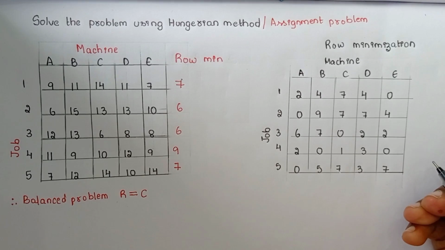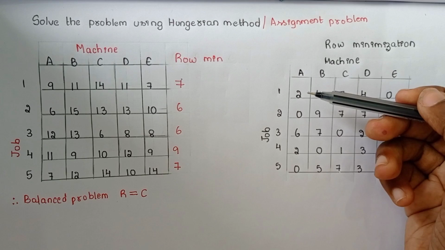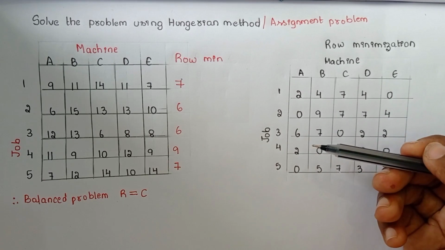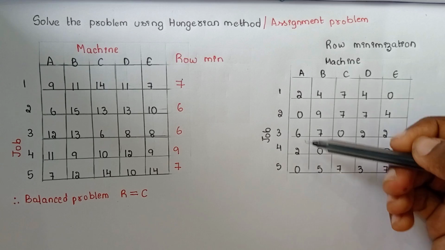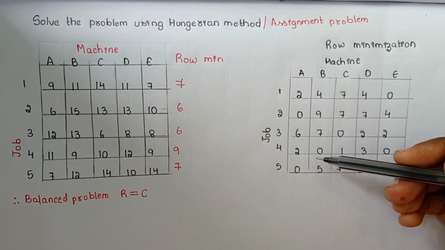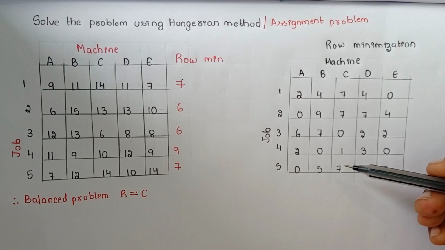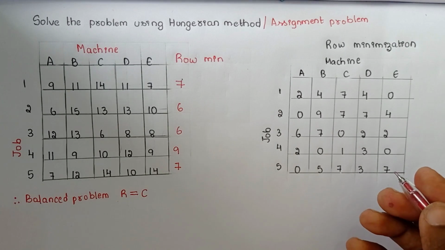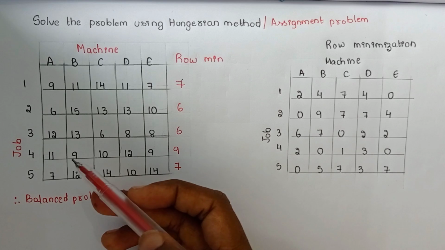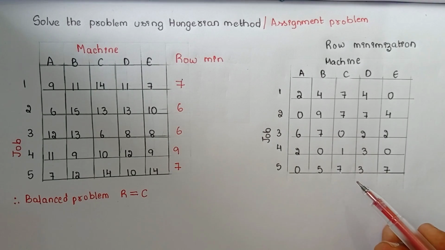Okay, so in the next step, we have to identify the least value in each column. So for example, in the A column, we have to identify the least value. In B column, we have to identify the least value. In C also, we have to identify the least value. In each column, we have to identify the least value, not from the previous matrix, but from the row minimized matrix. We have to identify the least column values.